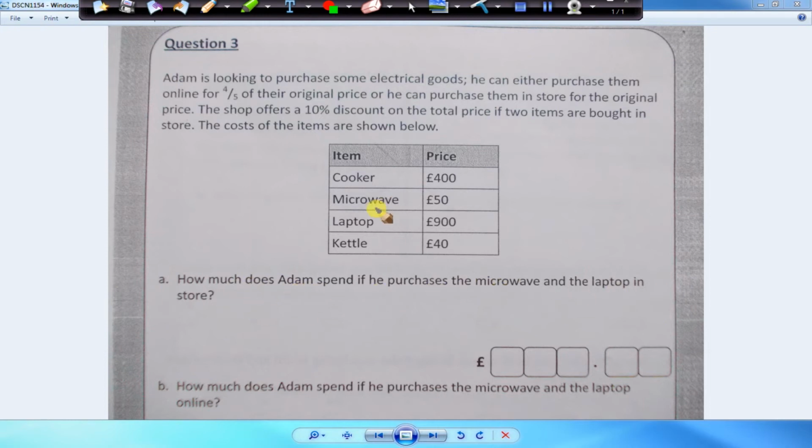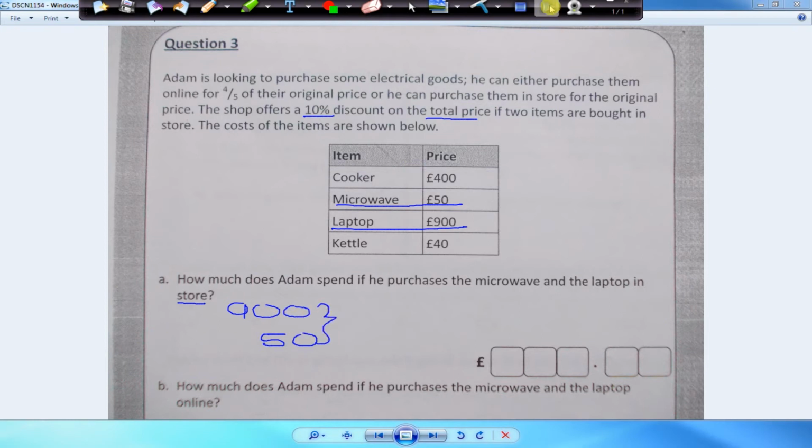Let's have a look. The microwave, how much does it cost? 50. And the laptop? £900. So what's the original price in the store? 900 and 50. Adam's looking to purchase them, and online is 4/5 of the price. If he buys in the store, he gets a 10% discount. Where is he buying this one now? In the store. So how much discount does he get? Of the total price. So you have 900 plus 50, which is 950.